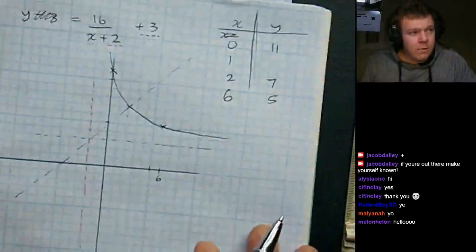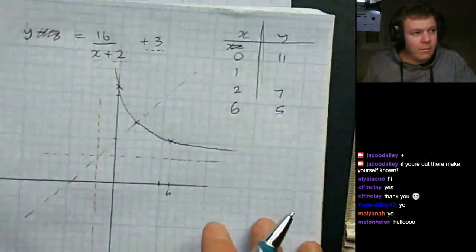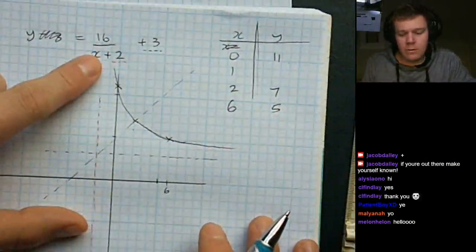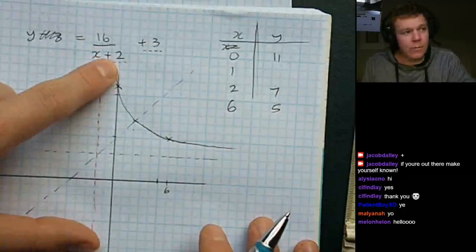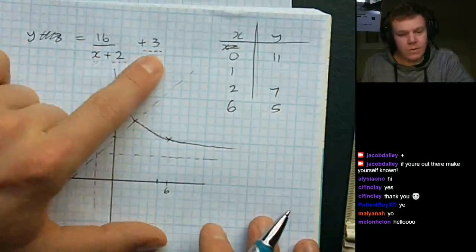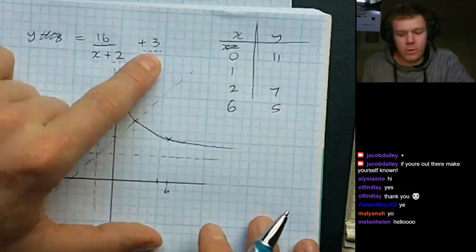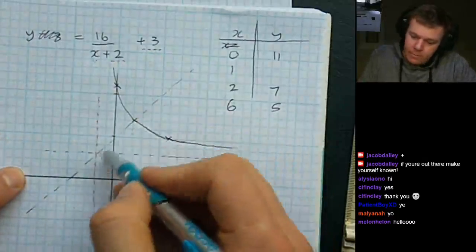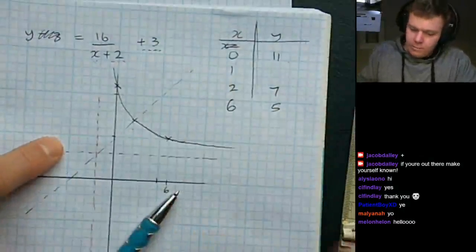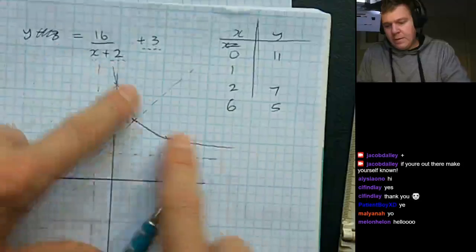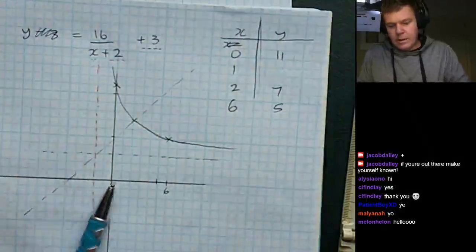But once you know how the formula works, then you just need to know, oh, this just moves my x asymptote, this moves my y asymptote. So if you understand how that works, then you'll notice you can see they are tending to these asymptotes.